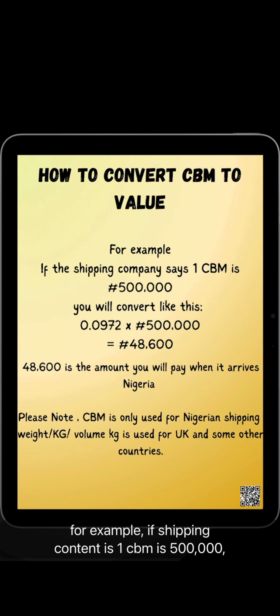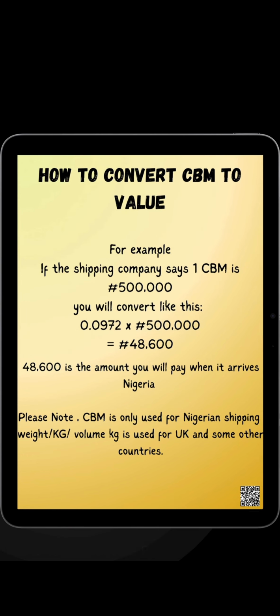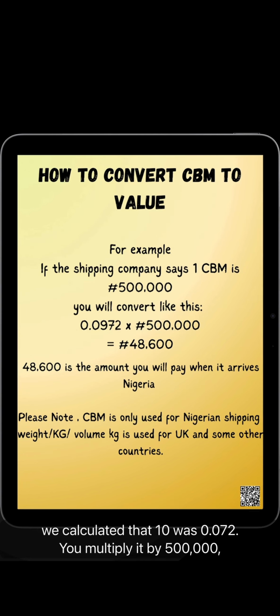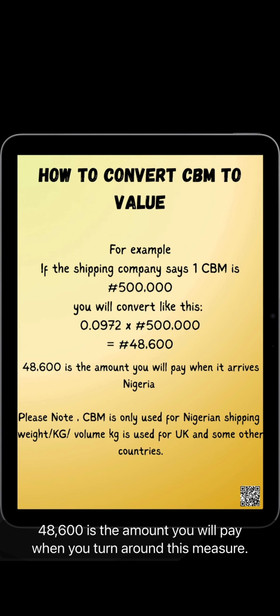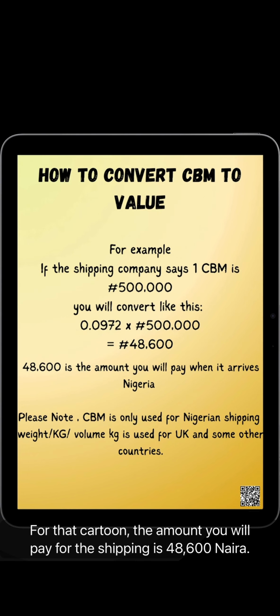Now, for example, if the shipping company says 1 CBM is 500,000, this is how to convert. Remember our CBM we calculated that time was 0.0972. You multiply it by 500,000, which gives us 48,600. Now, 48,600 is the amount you will pay when it arrives in Nigeria. For that carton, the amount you pay for the shipping is 48,600 naira.